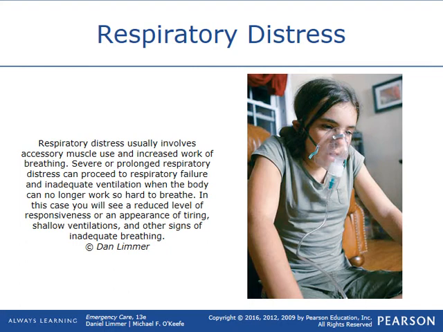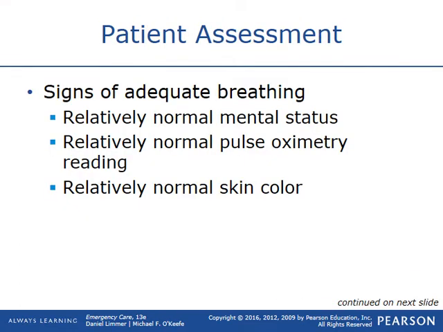When you look at respiratory distress, typically we're going to see the use of accessory muscles. We're going to see an increased work of breathing. You're going to see severe or prolonged respiratory distress that is going to eventually go into respiratory failure. And you're going to have that inadequate ventilation when the body has to work so hard to breathe and it can no longer compensate anymore. So then you're going to start seeing a reduced level of responsiveness. They're going to look like they're tired. You're going to start seeing those shallow ventilations and some of the other signs of inadequate breathing as well.